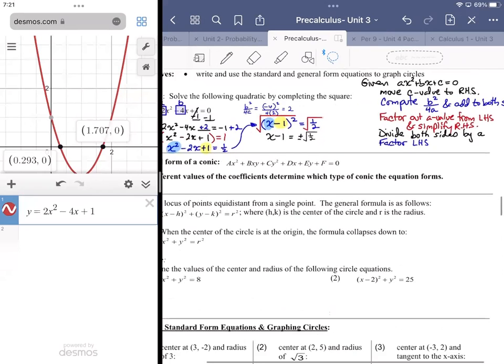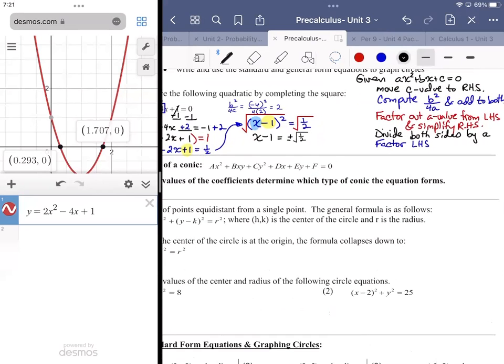All right. So we factored the left-hand side. We took the square root of both sides. We can't forget the plus or minus. Whenever we take the square root, we're going to have a plus or minus, but then the last step is just isolate x. We would do that by adding a 1 to both sides. So x would be equal to 1 plus or minus the square root of 1/2.